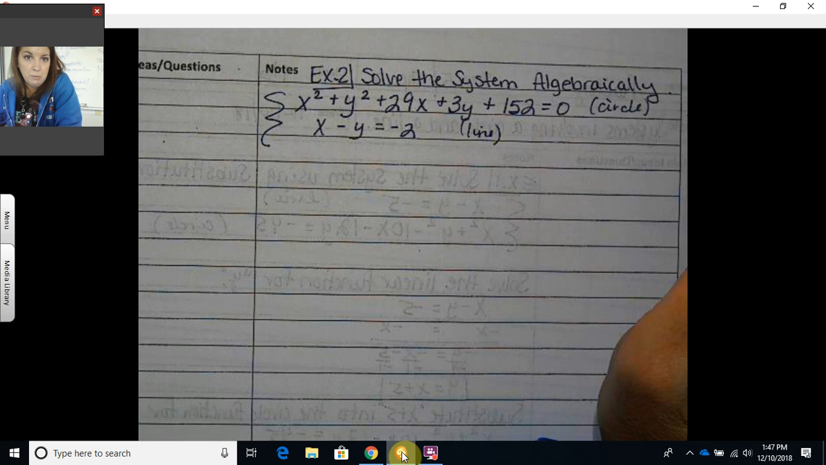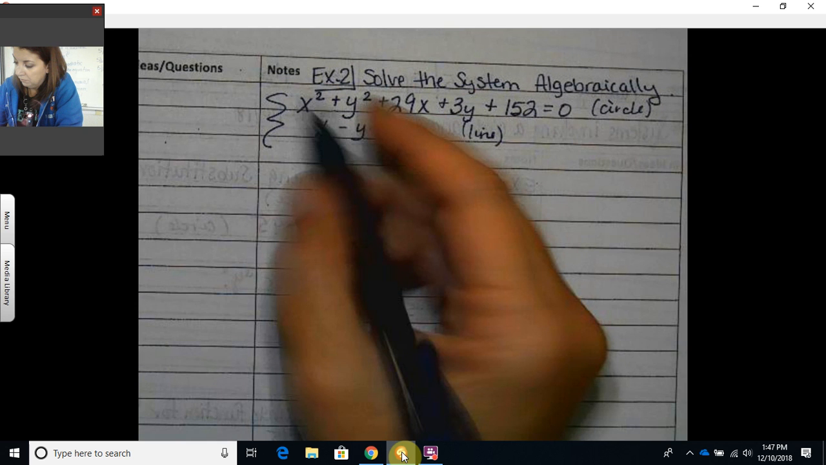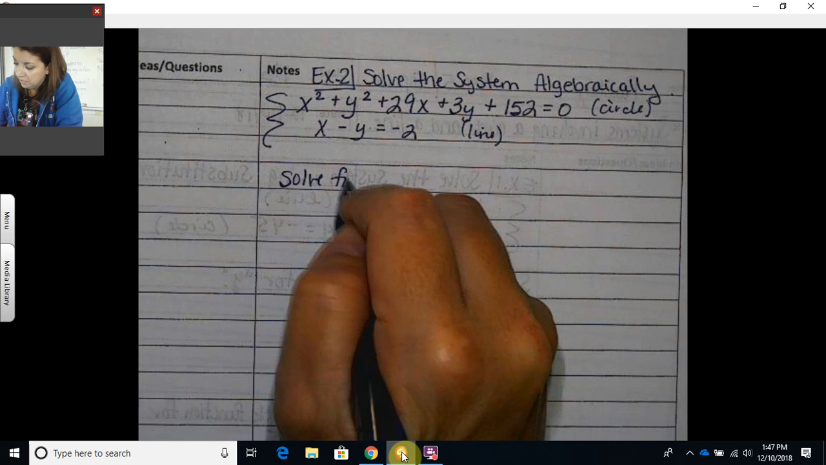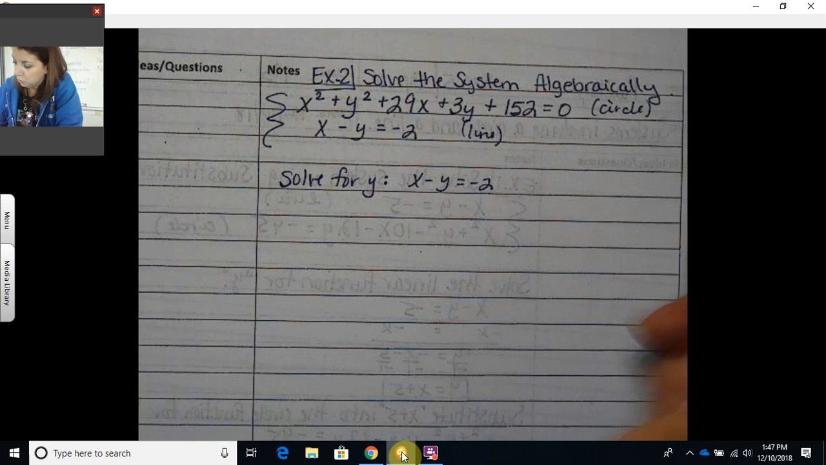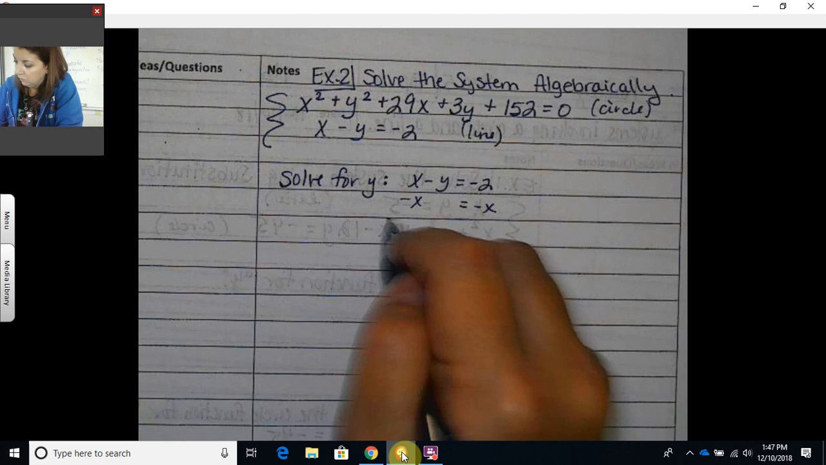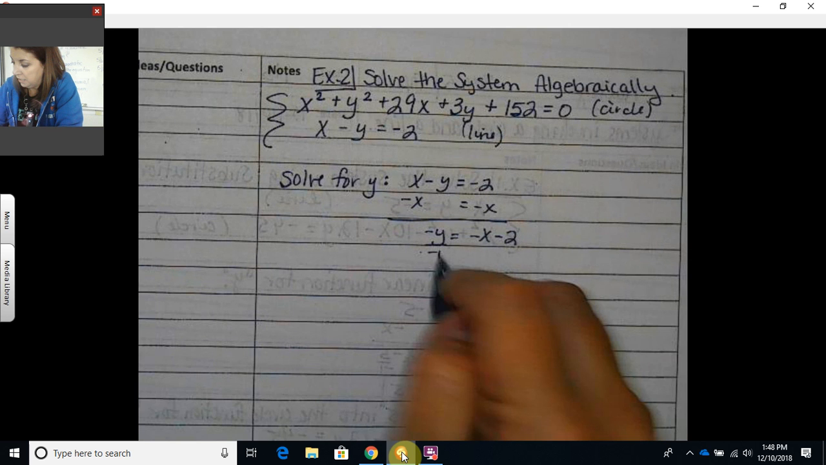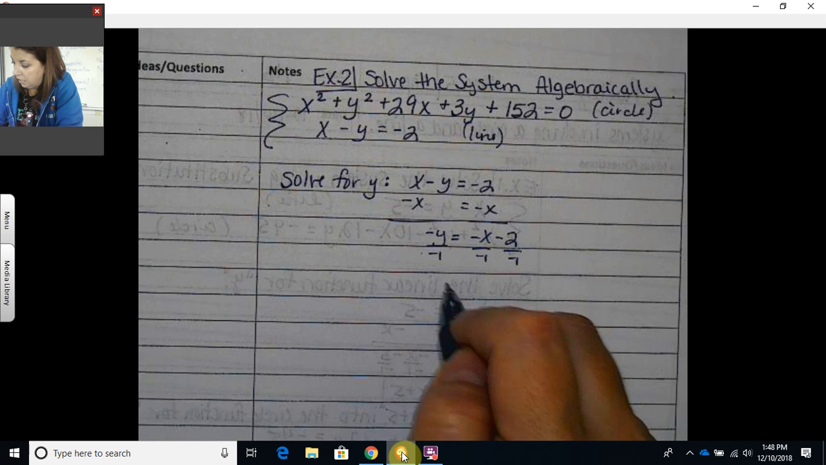Which one did we start with on the first example? The line. And what do we do with a line? We put it in slope-intercept form, right? Or isolated the y. We're going to do the same thing this time. So if I want to isolate the y, I'll subtract the x from both sides. That gives me negative y equals negative x minus 2. Divide every term by negative 1 or multiply every term by negative 1. And y equals x plus 2.